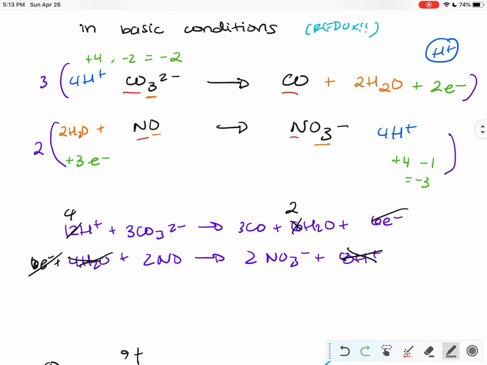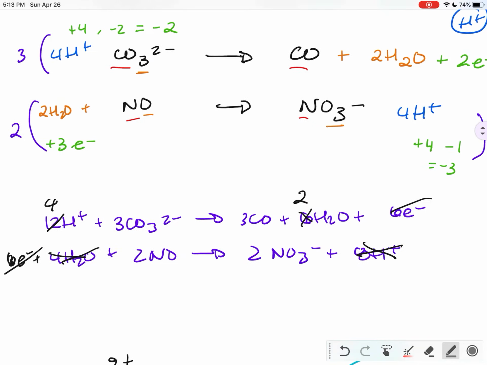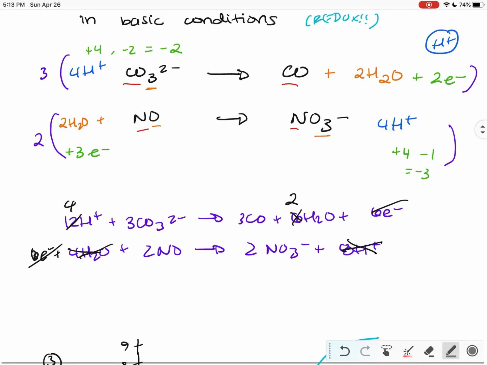Because it says basic conditions, we would basically be done if we just combined like terms here. But we can't have any H+ in our final answer. So in order to account for basic conditions, what we're going to do is add 4OH- to both sides. So we'll add 4OH- here and 4OH- here. The reason for adding it to both sides is if we add something to one side, we always have to add it to the other.